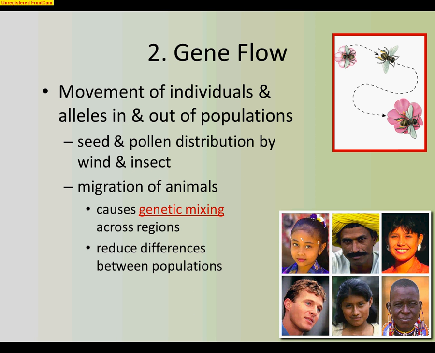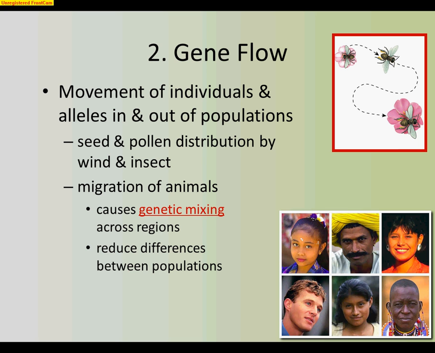Another agent of evolutionary change is something called gene flow. Do you have individuals, and what those individuals are bringing with them are their alleles? Are they moving into and out of populations? So I like to bring in plants to this. Do you have wind that's carrying pollen a great distance? Do you have an insect that could be taking that pollen and moving the alleles that are in that pollen to another location? With animals, do you have animals who are migrating?